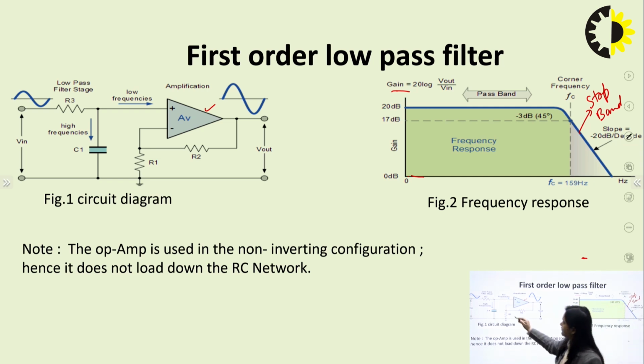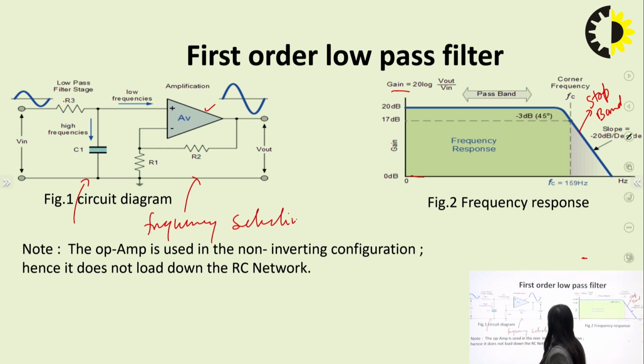One is the frequency selection network. This R3 and C1 form the frequency selection network, whereas the op-amp along with R1 and R2 forms an amplifier. So, this is the frequency selection and this is the amplifier. This is a combination of a frequency selective network plus amplifier.